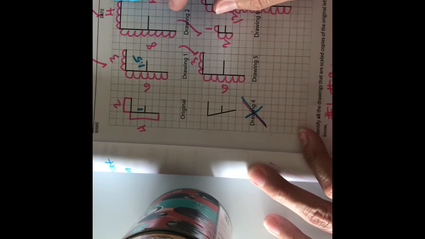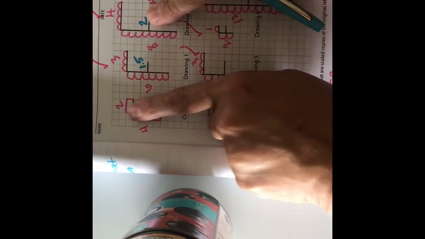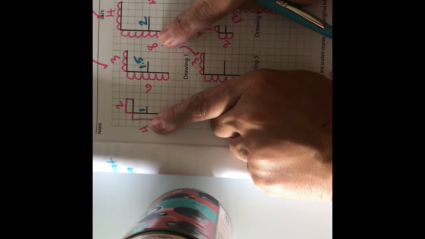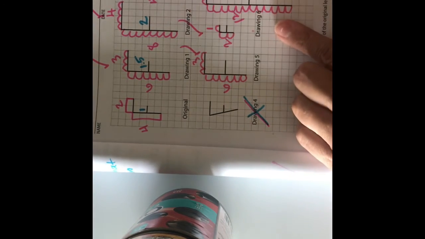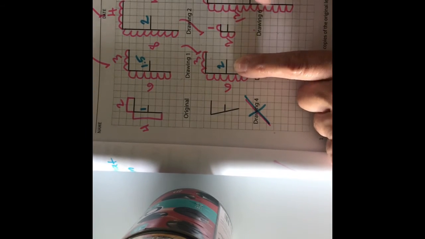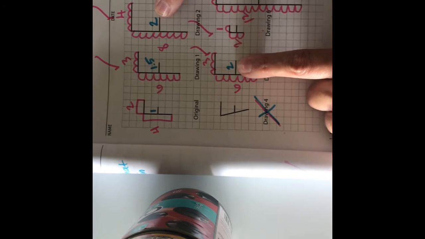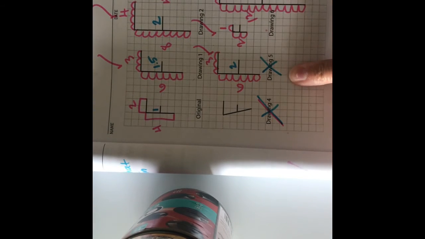Then we have 8 and 4. This would be 2. So you go from 1 to 2. So times 2 is 4, times 2 is 8. Right here, this one doesn't even matter because it's 3. That doesn't work. This one is slanted, doesn't work. This one is a 2. So up here, we have the same as a 2, right? So it would have to be measurements of 4 and 8. So drawing 5 is out.